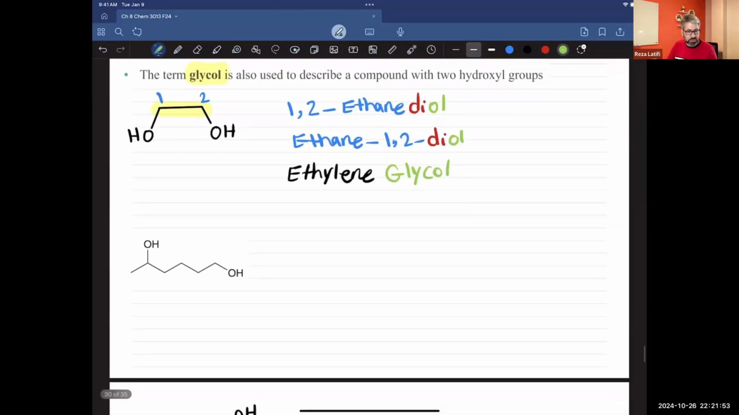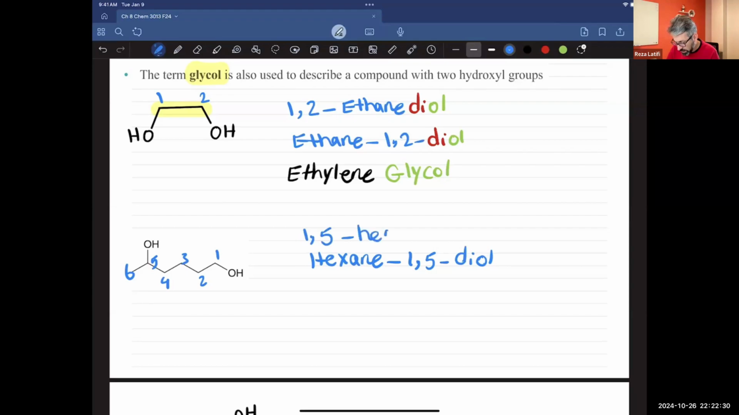Now I have a compound that has two OHs. Where do I start the labeling? Start from the side where OH gets the smallest possible number. So I go 1, 2, 3, 4, 5, and 6. On 1 and 5 I have OHs. So this is going to be hexane, then 1 and 5 diol. Or you can say 1,5-hexanediol. You can name it that way, and both names are completely correct.